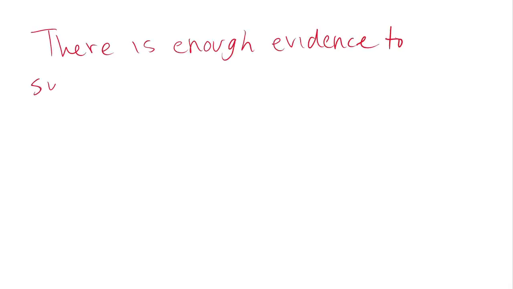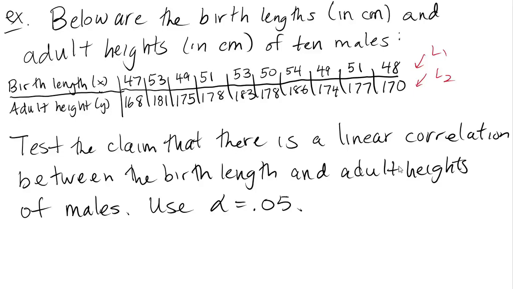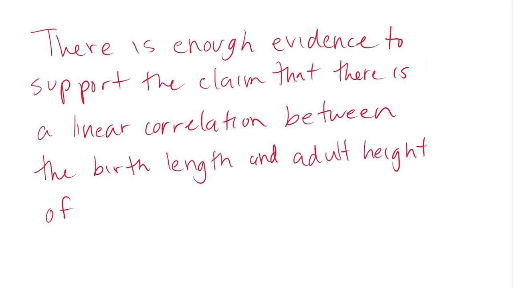There is enough evidence to support the claim that there is a linear correlation, you could also say a linear relationship, between, well, what were our two variables? The birth length and the adult heights of what population? Well, this was of males.